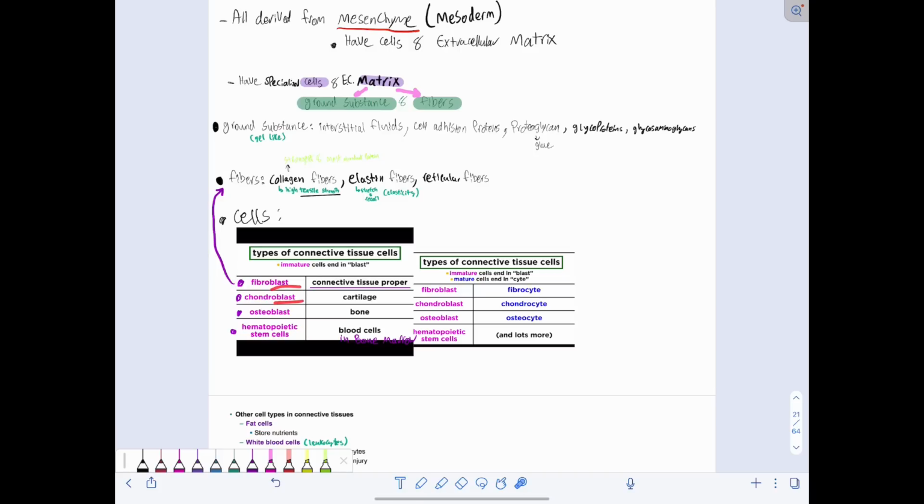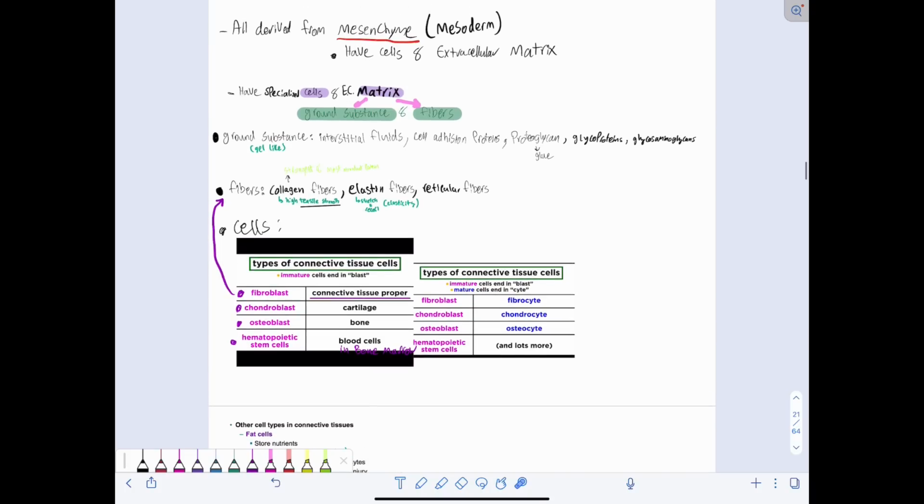Now notice that I mentioned blasts. Blast means the immature form of a cell, and then there's the mature form of it. So for example, osteoblasts will later on become osteocytes. Same thing with chondroblasts, they become chondrocytes. Usually, osteoblasts, once they build bone, and once they've trapped themselves inside the bone, they mature and become osteocytes.